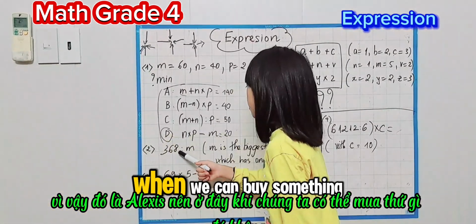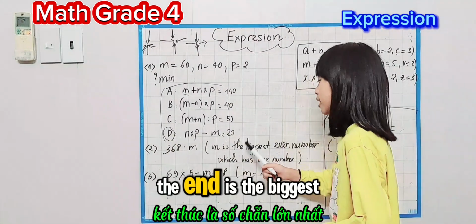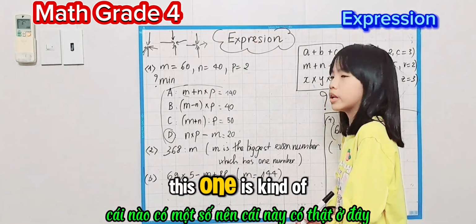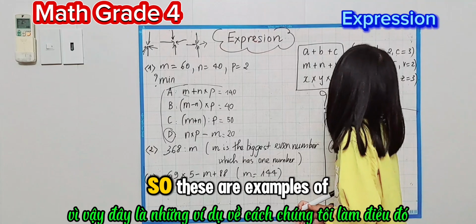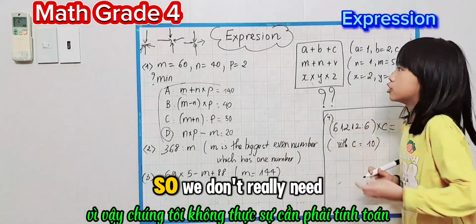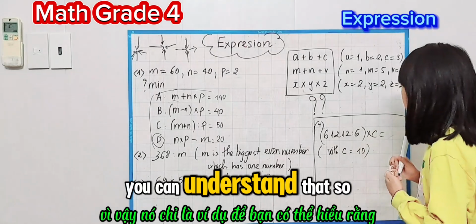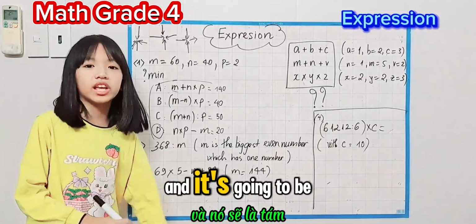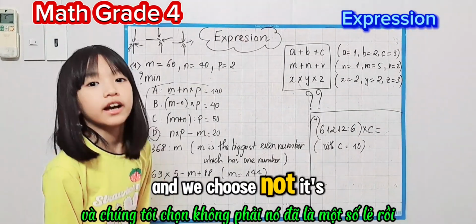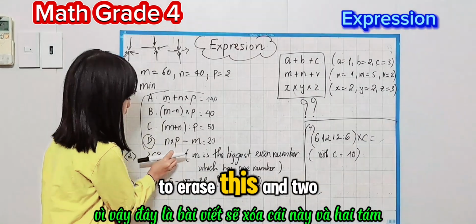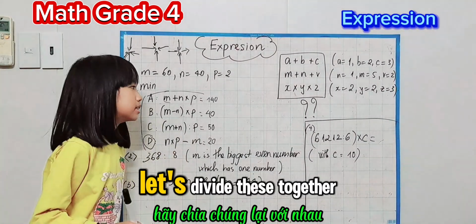So here, when we divide something, the n is the biggest even number which has one digit. This one is kind of a riddle. These are examples of how we do it. We don't really need to calculate it at all. It's just examples so you can understand better. Now n is going to be 8. And we choose 9, it's an odd number already. So here, we are going to erase this into 8. Let's divide these together.